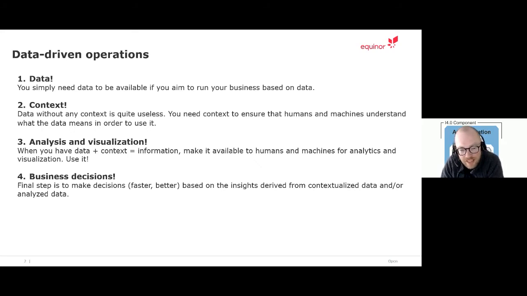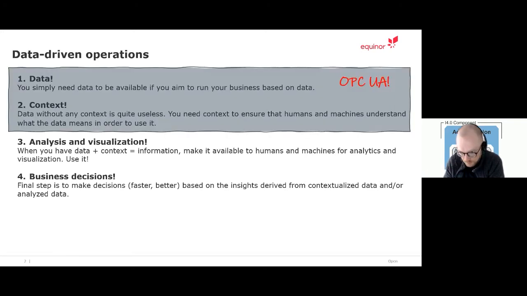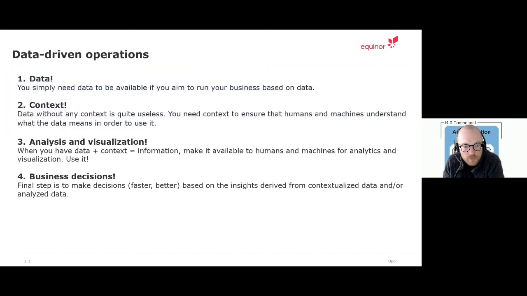Then we need to make that available to humans, to machines, to software for usage, for analytics, visualize it, use it for optimization, etc. And the last step is business decisions. So the final step is to actually make business decisions, make faster decisions, better decisions based on the insights derived from the information or the analyzed data.